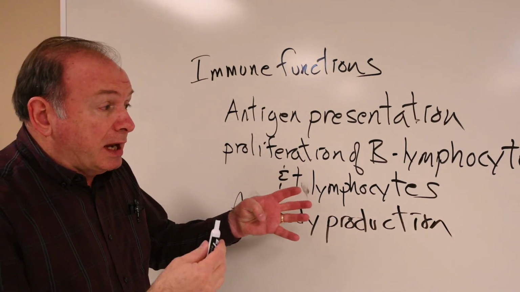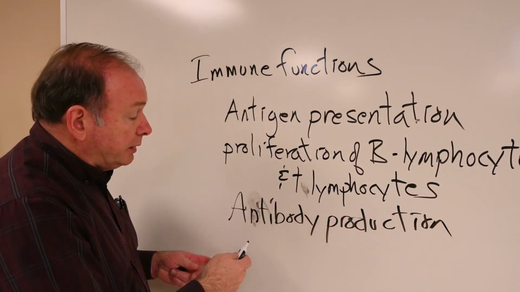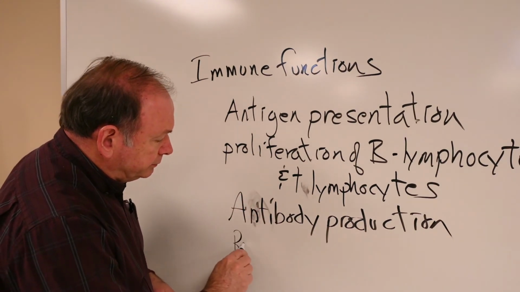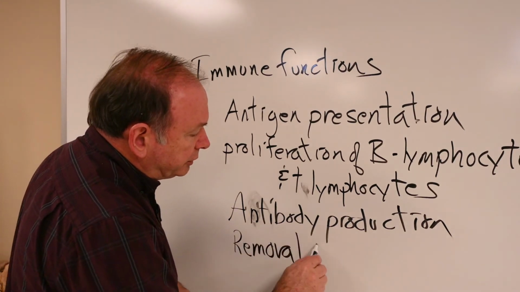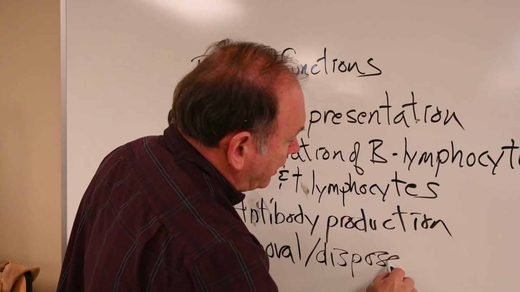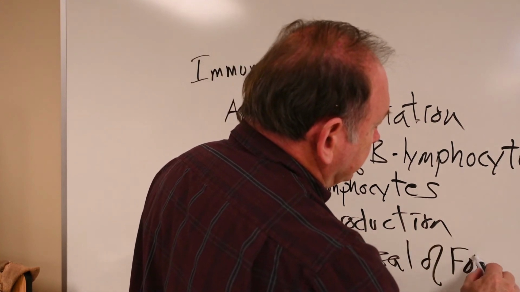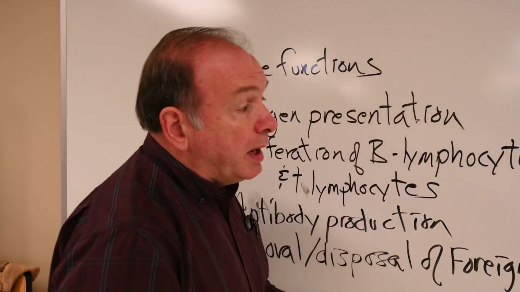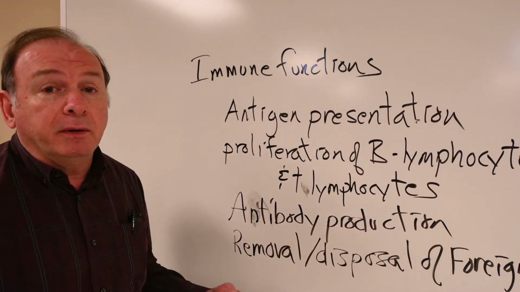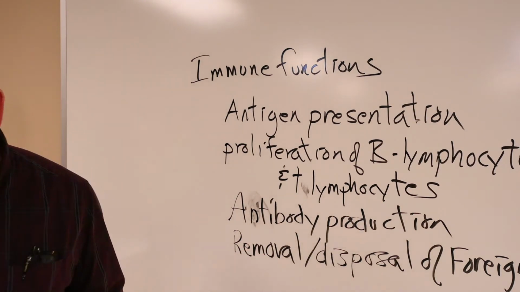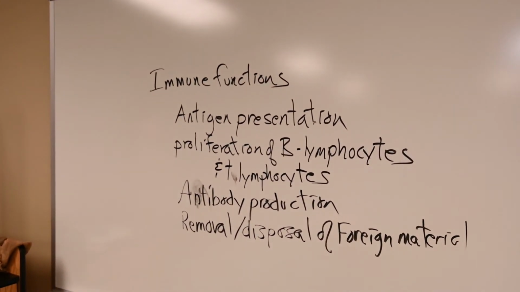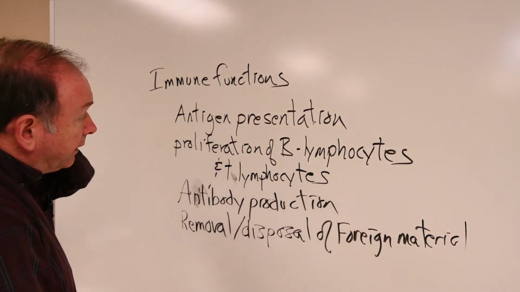And some of these active cells actually remove antigens from the blood, digest and dispose of foreign material, whether it be a bacterium or some other kind of foreign material that comes in contact with the tissues there. So those are the immune type functions of the spleen.